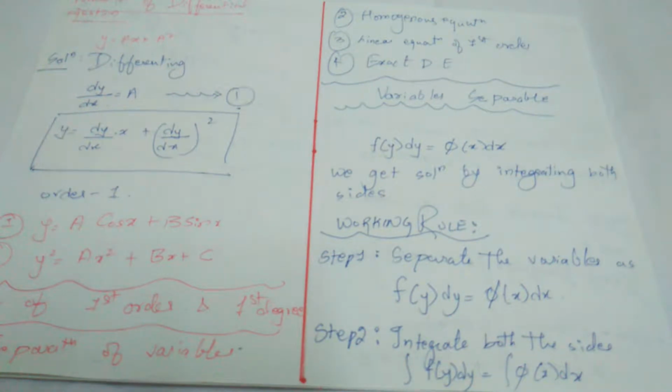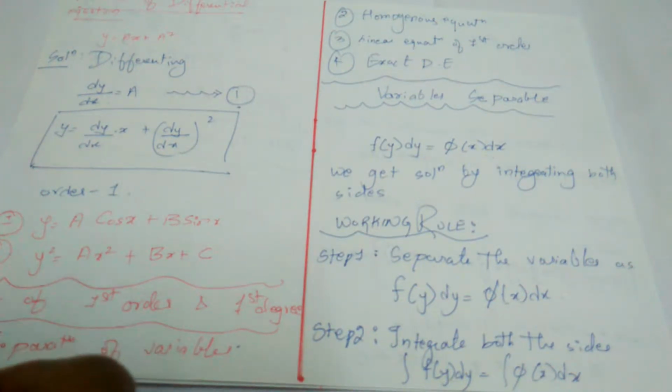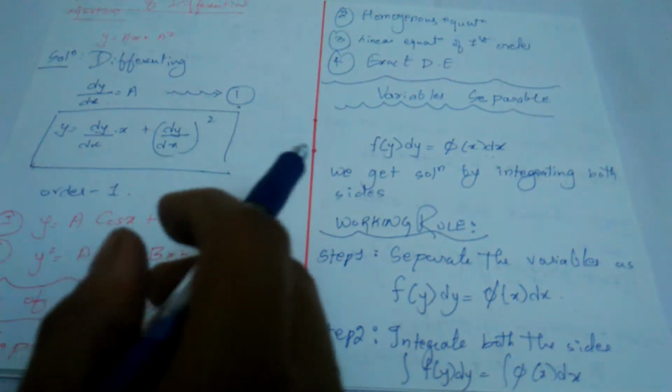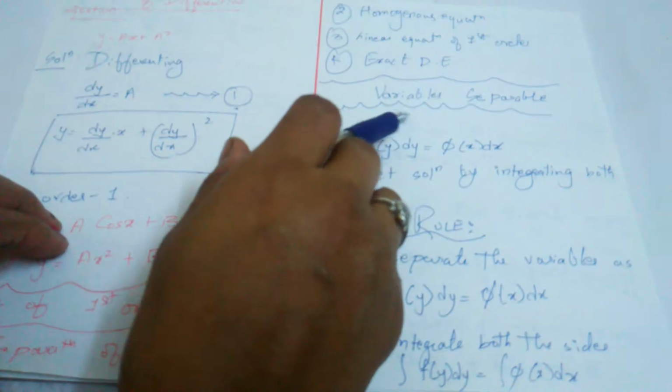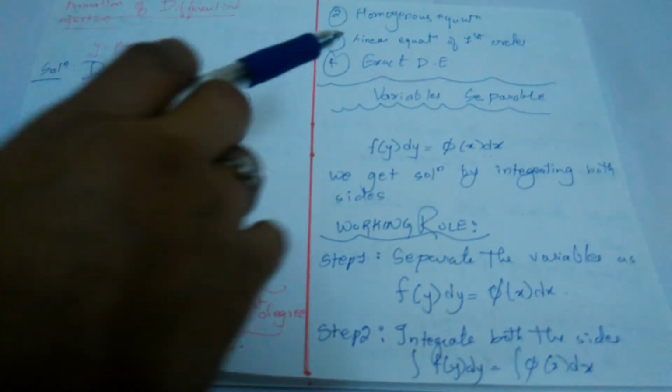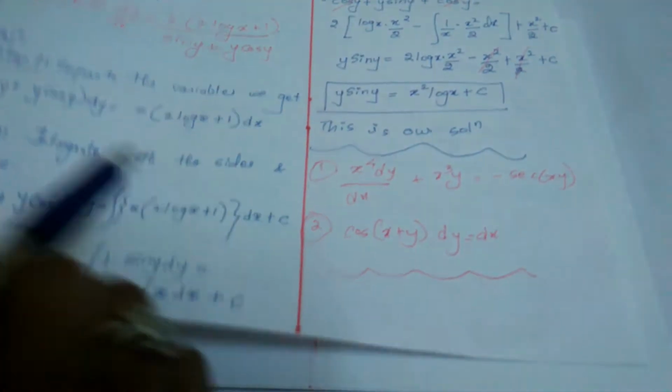Yesterday we have learned formation of differential equation, then the differential equation of first order and first degree, then the methods of solving the differential equation. First was separation of variables, homogeneous equation, linear equation of first order and exact differential equation. And we have done what is meant by variables separable, how it is to be done, the working rules, and we have solved one example.